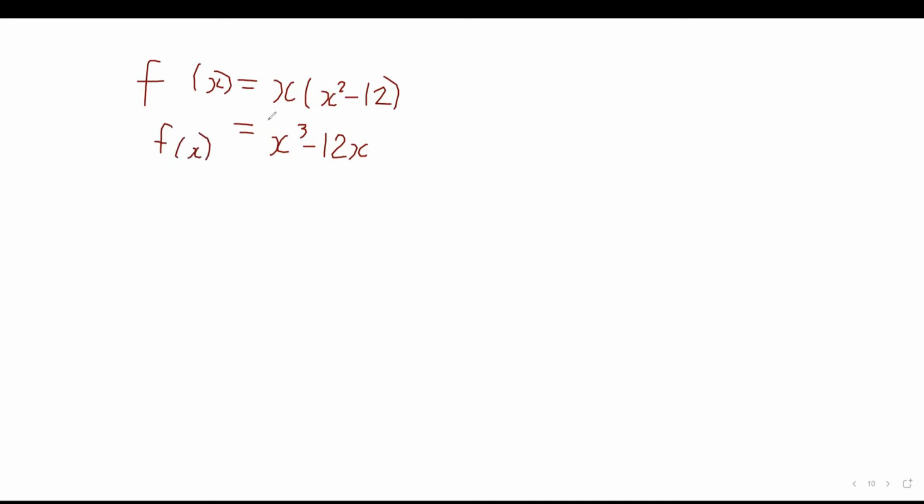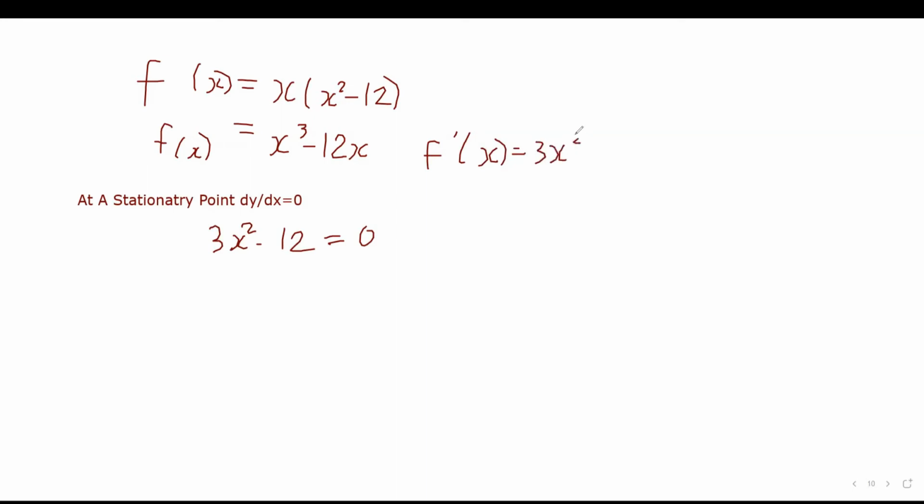So we can tell them that at a stationary point, dy by dx equals 0. All right, that's what we know at a stationary point. So in this case, we just need to differentiate. And so we're solving 3x squared minus 12 equal to 0. That's f prime of x. That would be dy by dx. All I did was differentiate to get my dy by dx, and my dy by dx is just 3x squared minus 12.